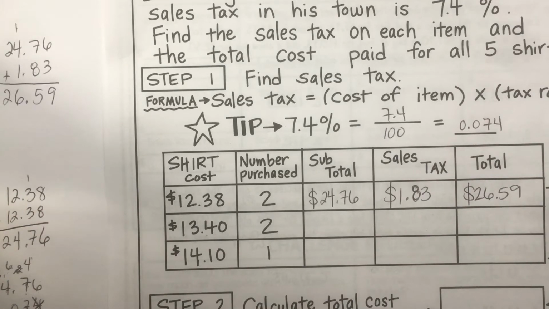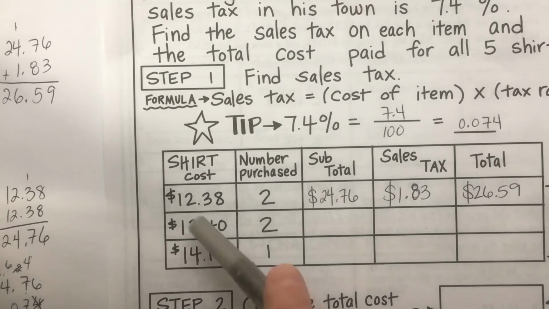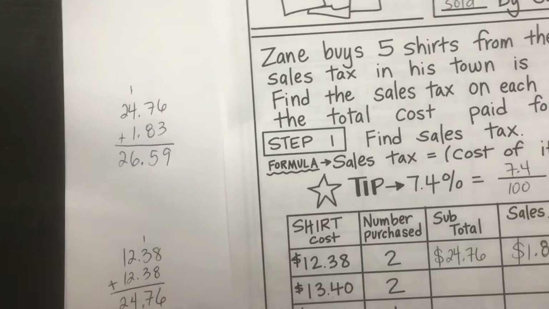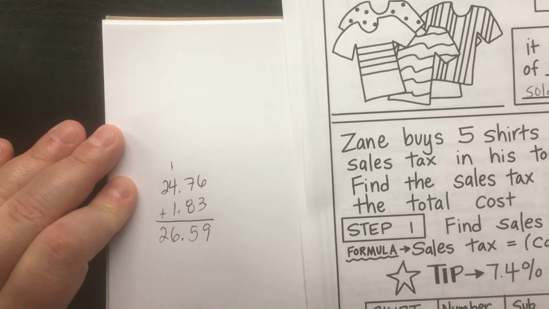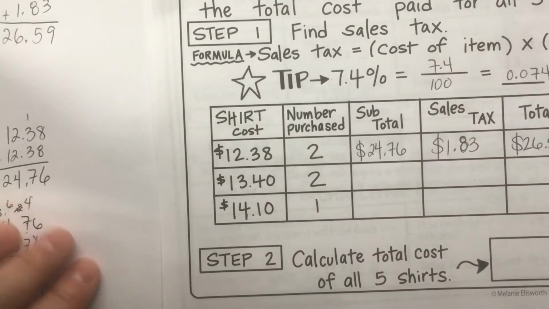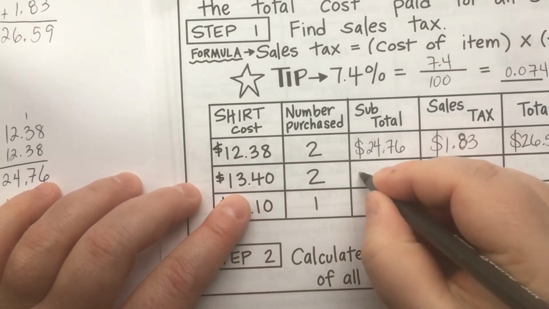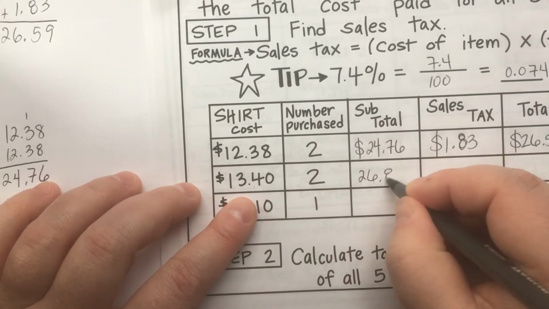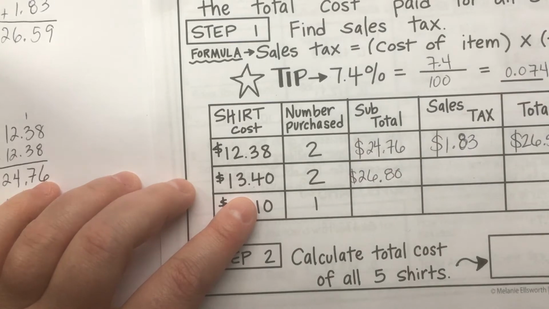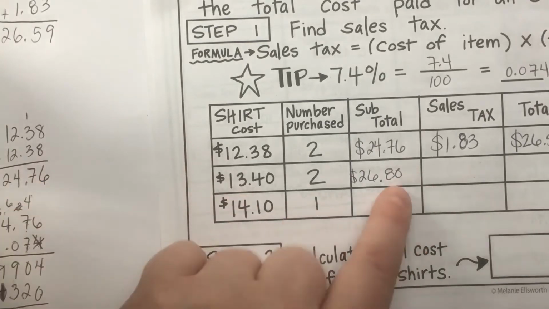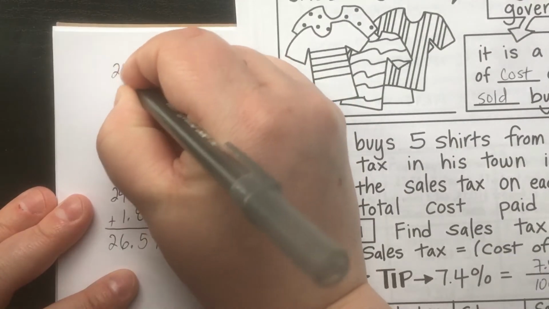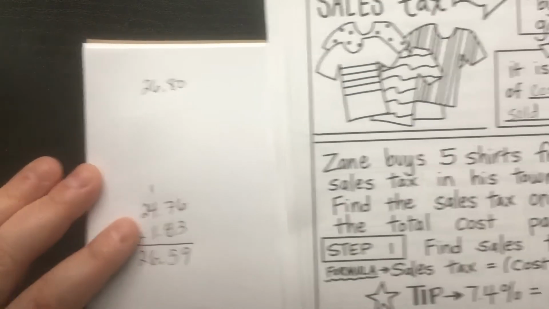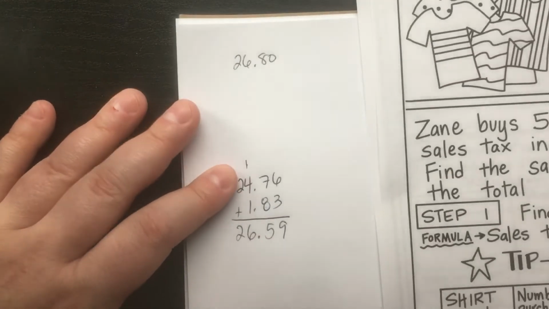All right, next, let's look at the next shirt. The next shirt is $13.40. Okay, we're going to do the same process, except hopefully I'll calculate it right the first time. All right, so $13.40. Well, in my head right now, I know that 2 shirts, 2 13s is 26 and 2 40s is 80. So I know that 2 of those shirts is going to be $26.80. And now I'm going to calculate the sales tax by multiplying $26.80 by my rate. So $26.80. Can you guys see that okay? Times my rate.